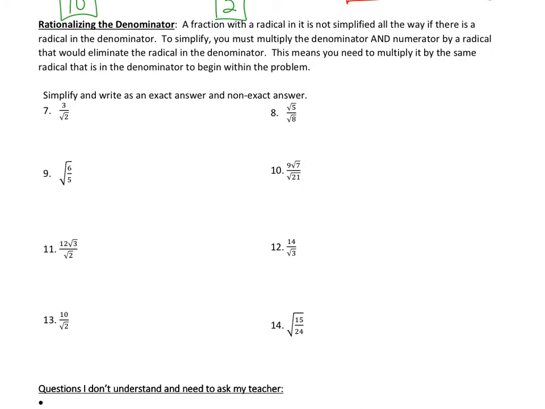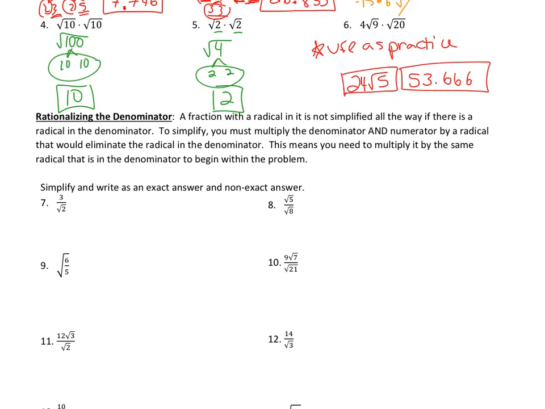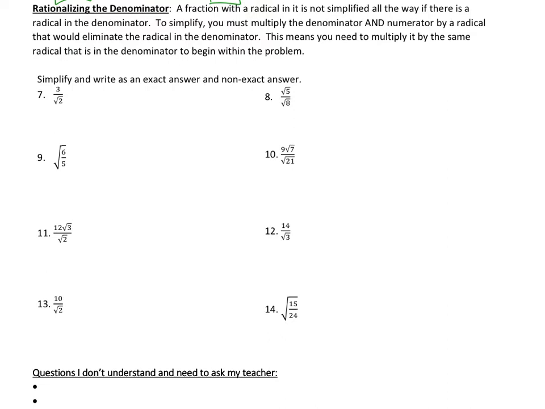And if you remember, from what we were talking about up here in number 4 and number 5, we want to get rid of the radical. So notice if we multiply it by itself, it will get rid of the radical in the end. And that's what we have to do down here for this bottom section. That means on number 7, to get rid of the square root of 2, if I multiply it by the square root of 2, my denominator will become the square root of 4, which then becomes just a plain 2.